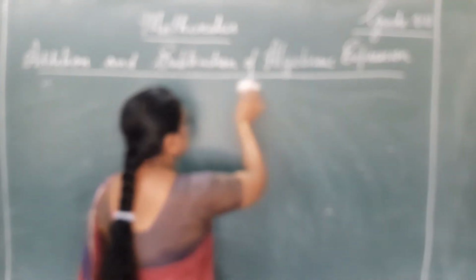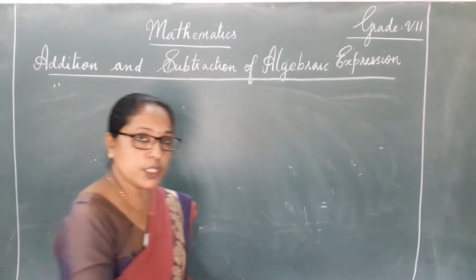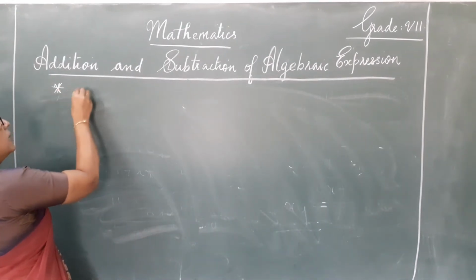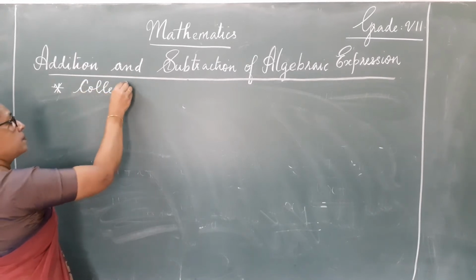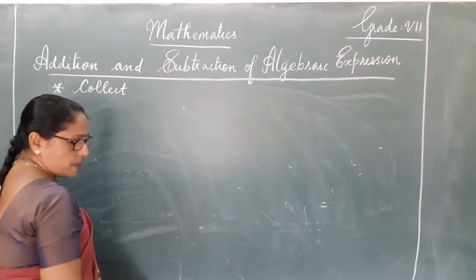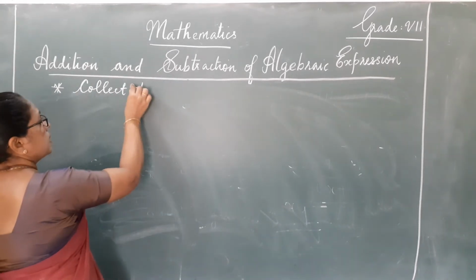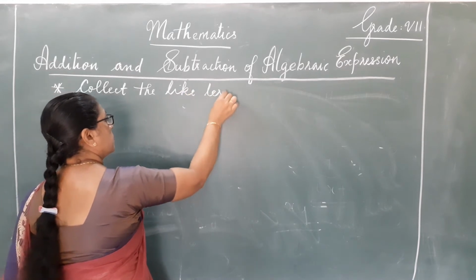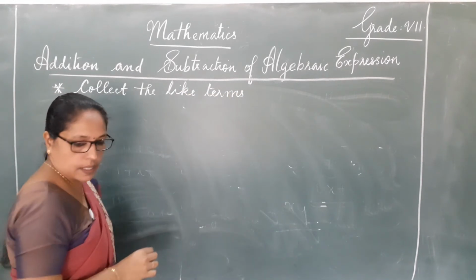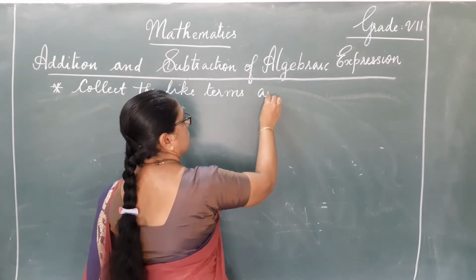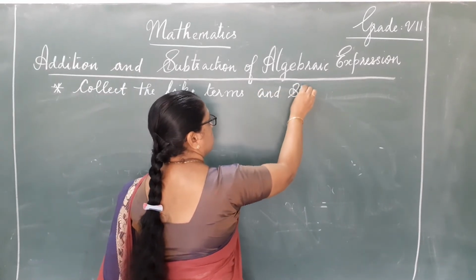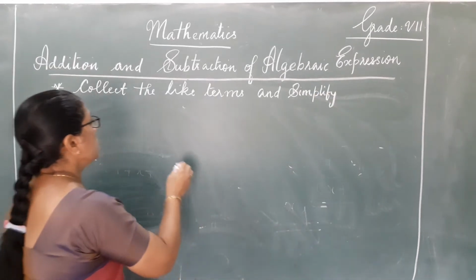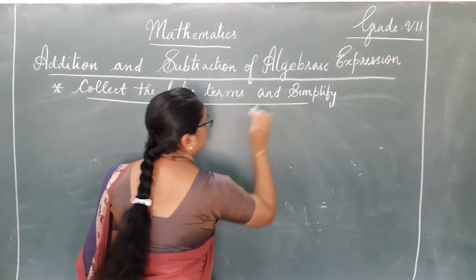So, I have explained one pattern of addition of algebraic expressions. Now, moving on to the second pattern of addition of expressions, that is: collect the like terms and simplify.